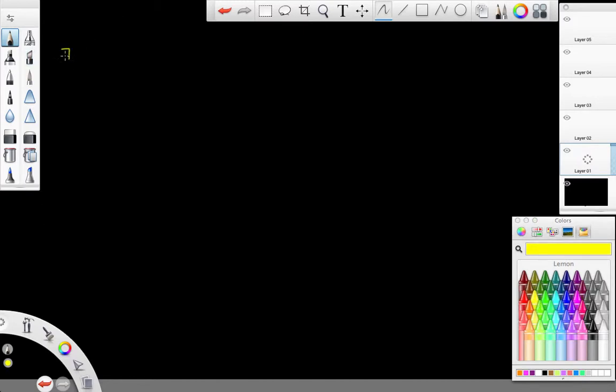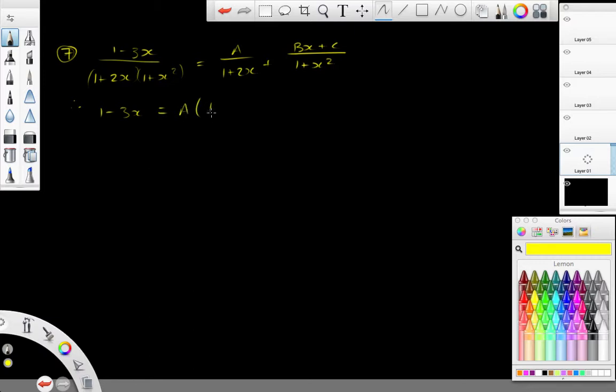Alright, so I hope this is helpful. Question 7 was the first one you were asked to do, and I asked you to express the fraction (1 minus 3x) over (1 plus 2x)(1 plus x squared) as a partial fraction. I set it out in the terms A over 1 plus 2x plus (Bx plus C) over 1 plus x squared. So you can say therefore 1 minus 3x must be equal to A times (1 plus x squared) plus (Bx plus C) times (1 plus 2x).